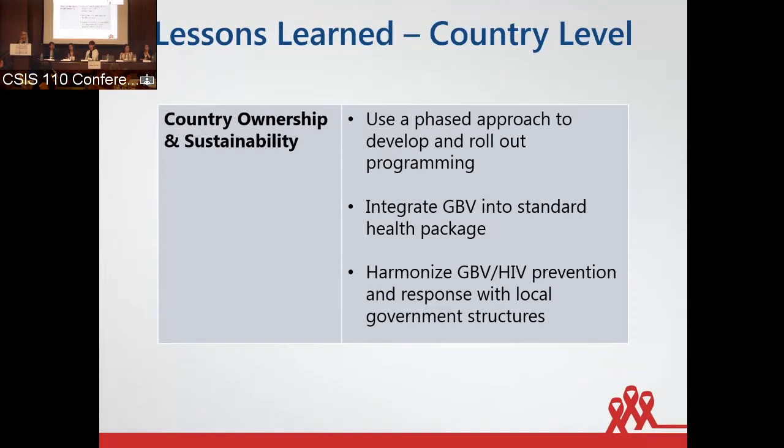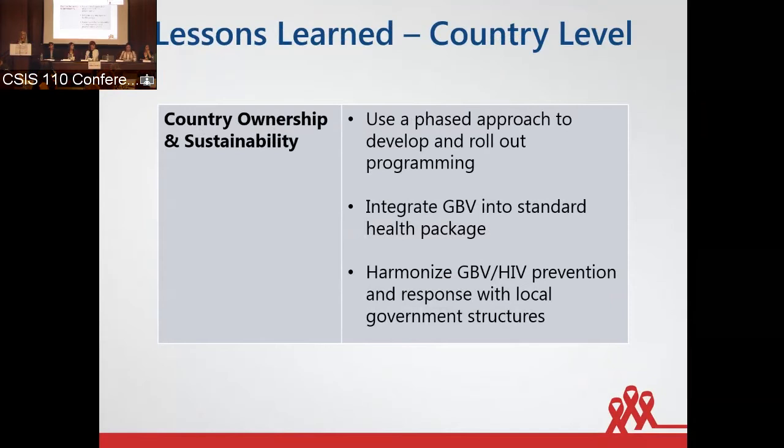And finally, looking at country ownership and sustainability, using a phased approach and an iterative process to roll out programming can help to gain commitment from the local government and stakeholders. Rolling out programming too quickly can result in too many activities being developed and implemented at the same time, and the tension between activity quantity and quality was a challenge throughout the GBVI. And funding should allow for planning and piloting of materials, implementation with assigned targets in a staged format. And this approach can help to ensure quality and sustainability across programming.